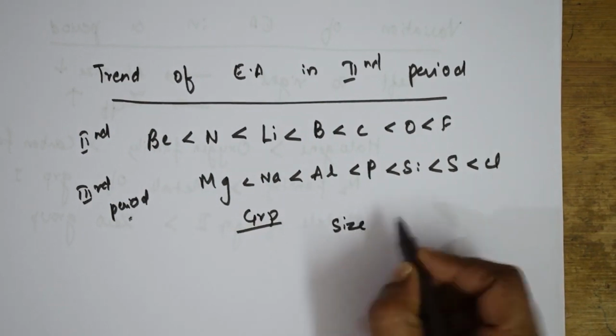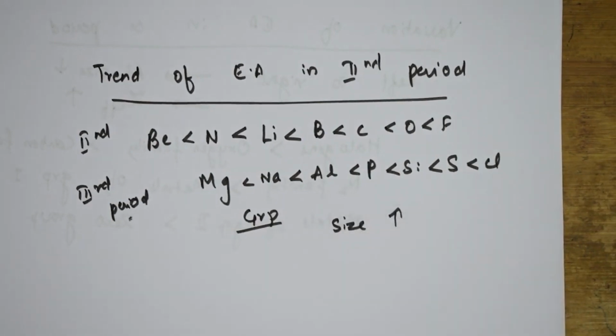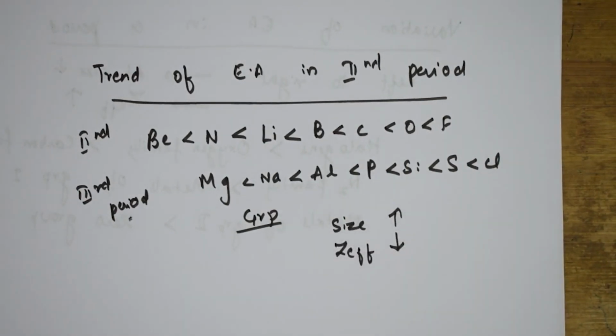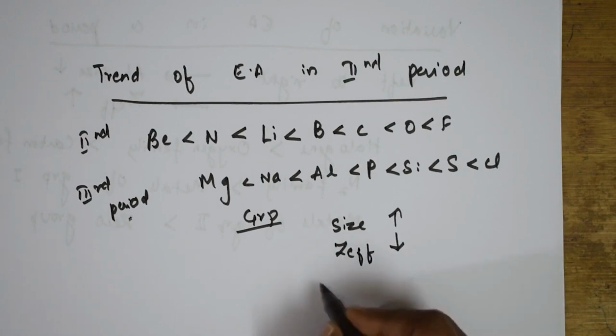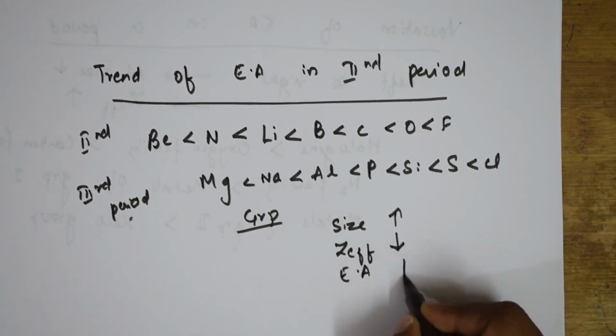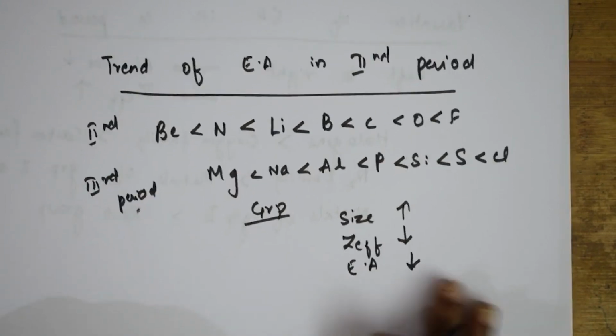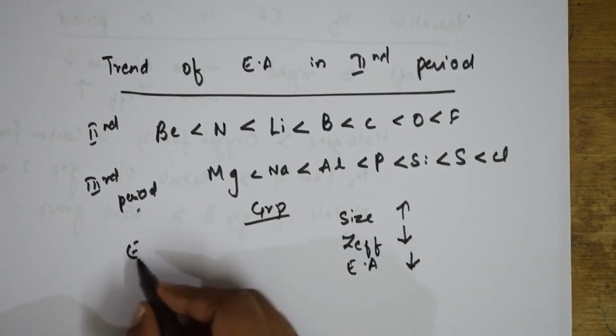first size increases. When size increases, what will happen to Z effective? The pull of the nuclear charge decreases. What will happen to the electron affinity value? Electron affinity value also decreases. Done. So let's see the exceptional cases in case of electron affinity.